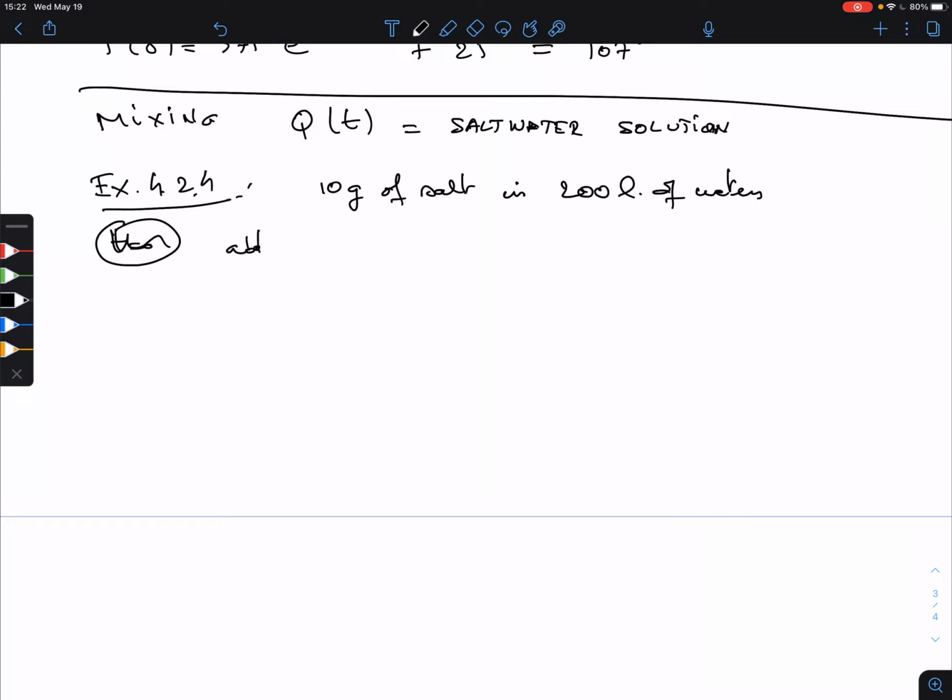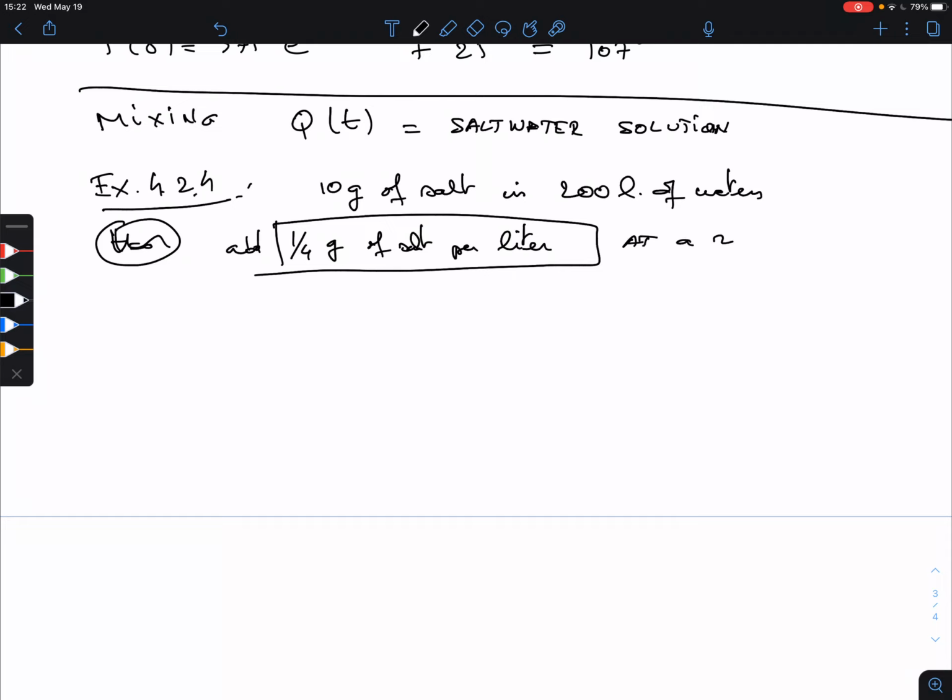We add, so somebody is standing there with a spoon and adding 1/4 gram of salt per liter. Sorry, no, he's not adding salt. He's pouring water that is a salt water mixture. So this is a mixture that has 1/4 gram of salt per liter, and he pours this. It's added at a rate of 4 liters per minute.